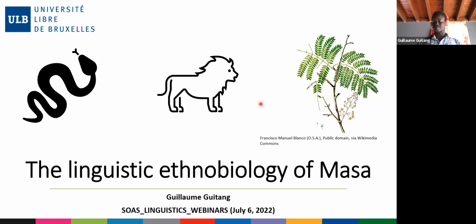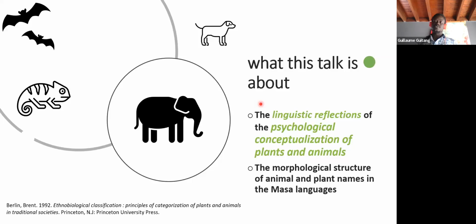Okay, so as you can see from the title, I'm going to briefly overview the linguistic ethnobiology of a few Masa languages. So what I'm going to do, as I said, is overview the structure of animal and plant names in the Masa languages. I will specifically look at the linguistic side of Masa folk taxonomy. That is the morphological structure of animal and plant labels.